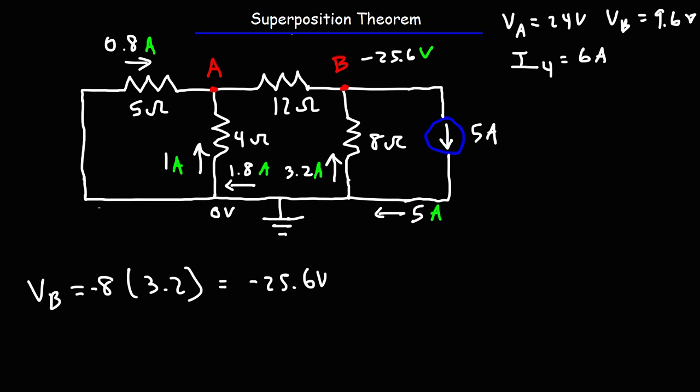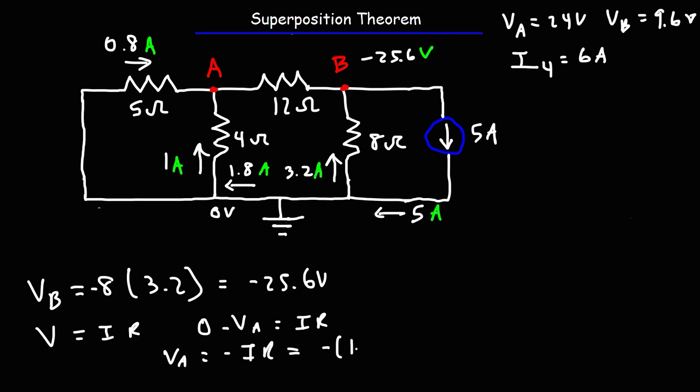Now to calculate the potential at point A, the voltage is going to equal IR. The voltage is the potential difference between the ground, which is at 0 volts, minus the potential at A, and that's going to be IR. So VA is going to equal negative IR, for those of you who want to see why it's negative. So it's negative times 1 times 4 ohms. So the potential at A is negative 4 volts.